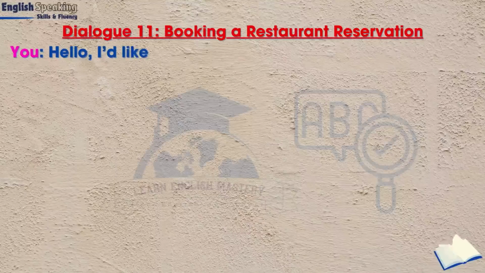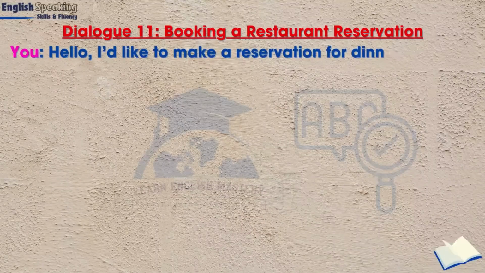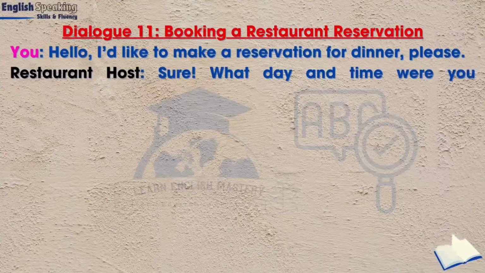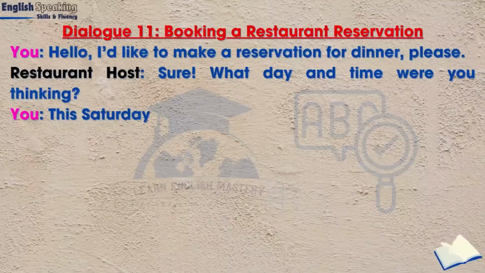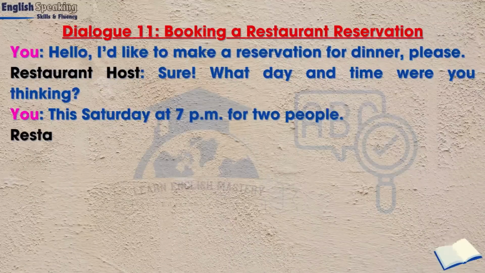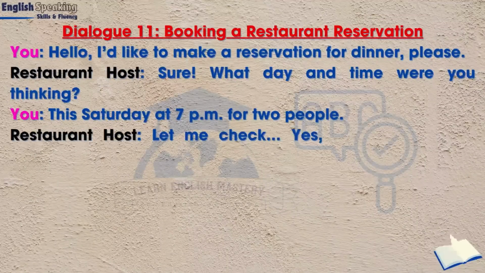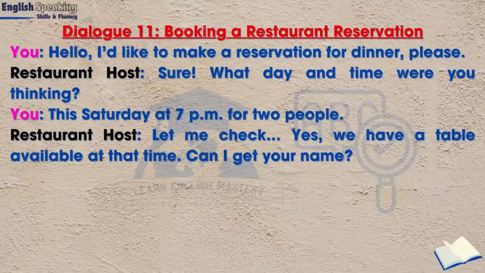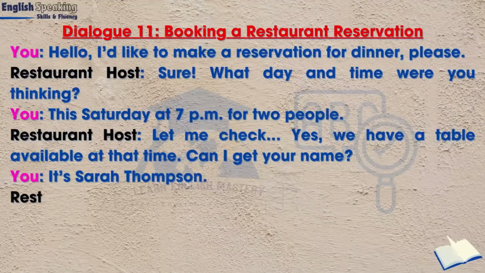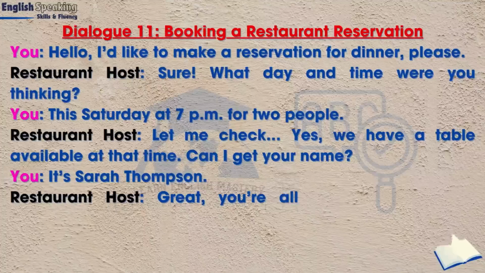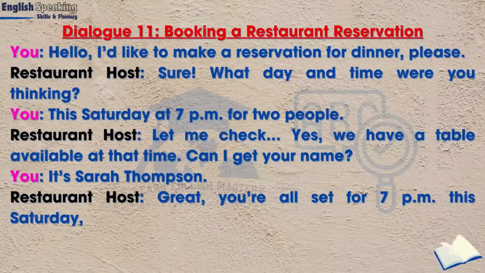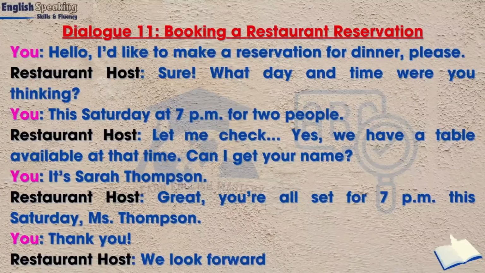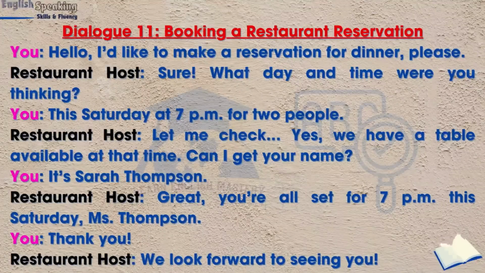Dialogue 11, booking a restaurant reservation. Hello, I'd like to make a reservation for dinner, please. Restaurant host: Sure. What day and time were you thinking? This Saturday at 7 p.m. for 2 people. Restaurant host: Let me check. Yes, we have a table available at that time. Can I get your name? It's Sarah Thompson. Restaurant host: Great, you're all set for 7 p.m. this Saturday, Ms. Thompson. Thank you. Restaurant host: We look forward to seeing you.